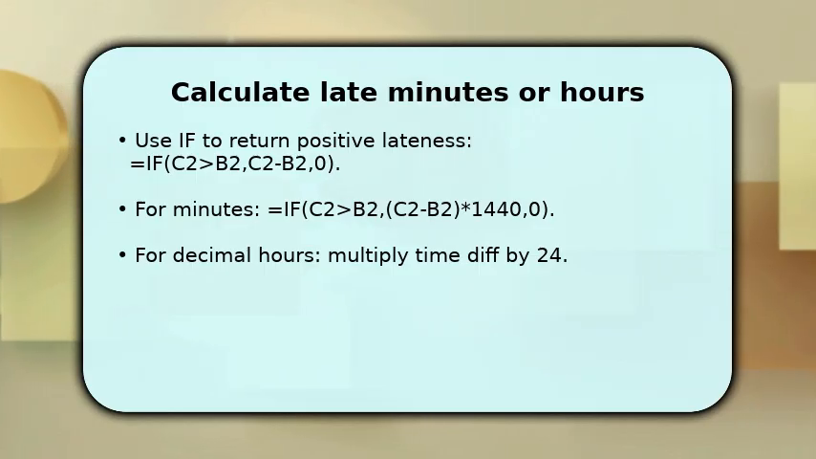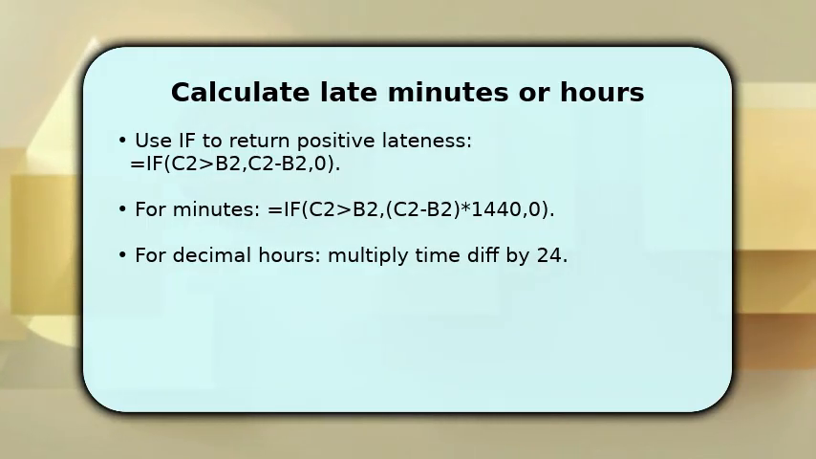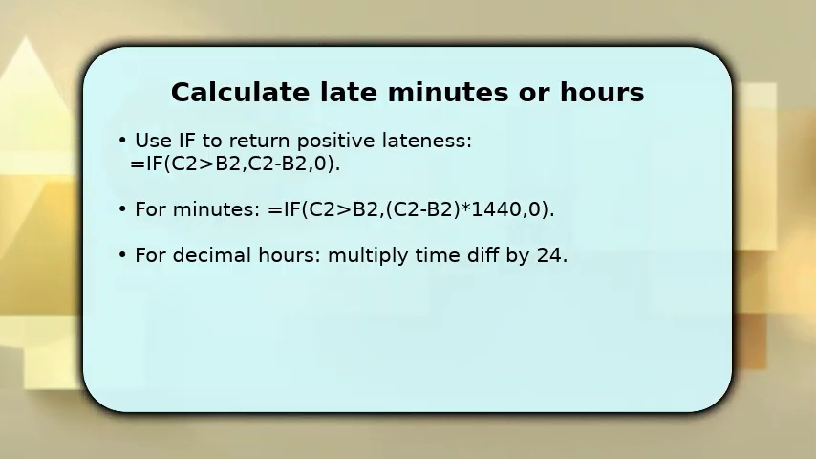If you need minutes, wrap the difference with *1440. For decimal hours, use *24. Make sure cell formatting matches the result. Time format for durations, number for decimals. If times cross midnight, include dates or adjust with +IF.